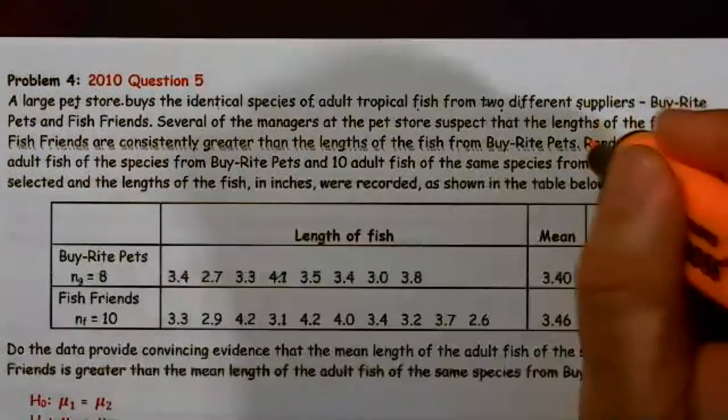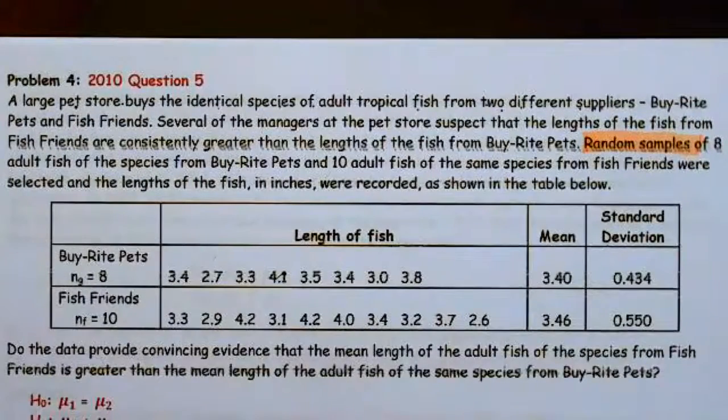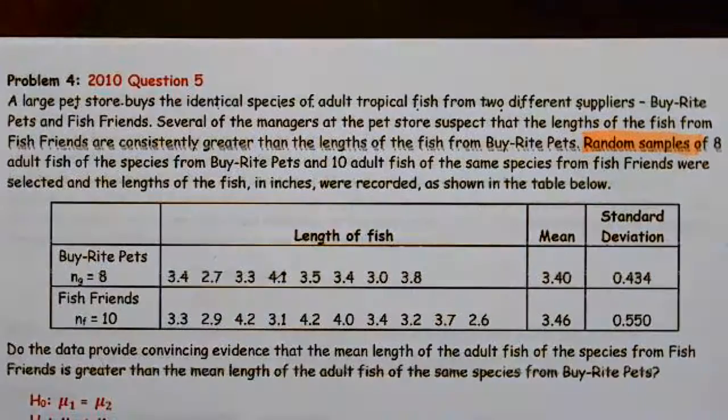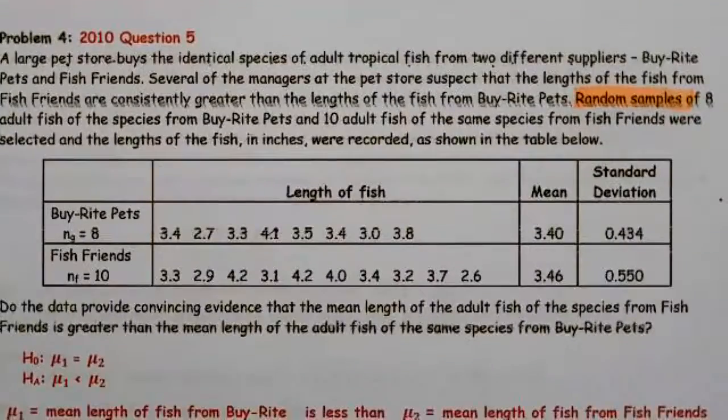All right, so we have 2 random samples. They're two separate places, so these are going to be 2 independent random samples. That's a good place to start.